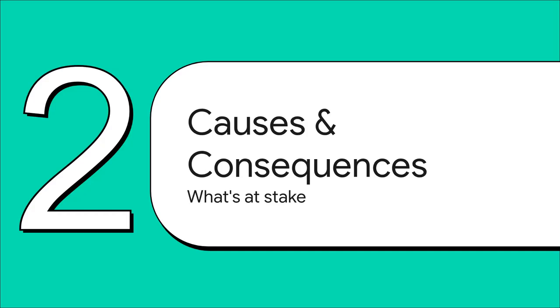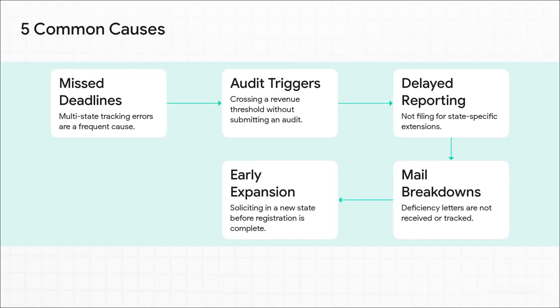Okay, now that we know what a lapse is, let's dig into why it happens, and maybe more importantly, what are the potential consequences? We tend to see 5 common operational breakdowns. First, just plain old missed renewal deadlines, which is easy to do when you're tracking different dates across a bunch of states. Second, you might grow and cross a revenue threshold that now requires an audit, but you only submitted a less formal financial review.